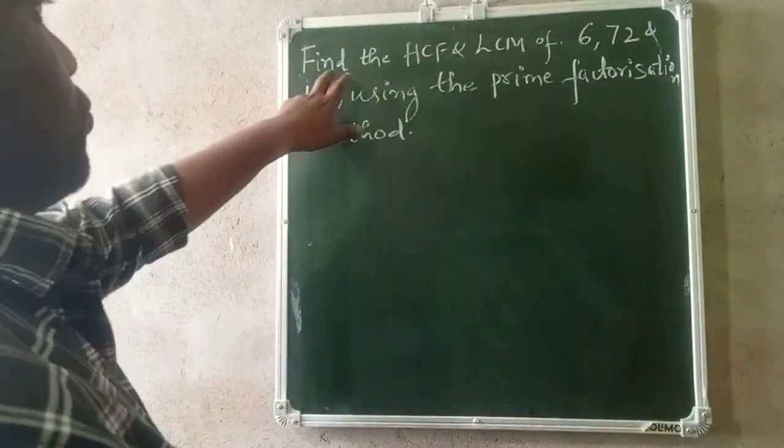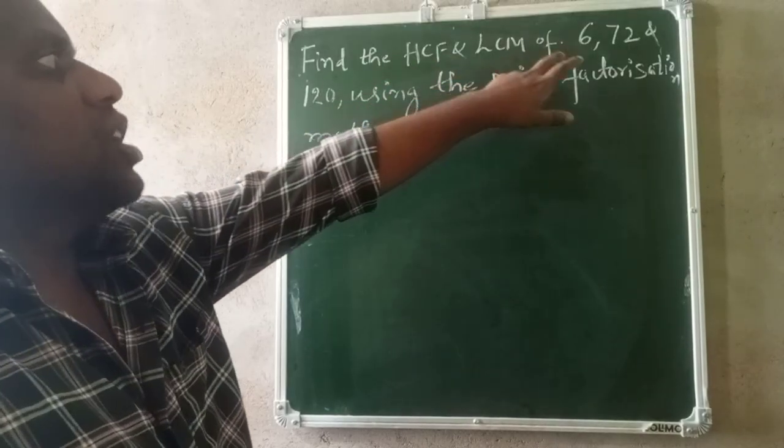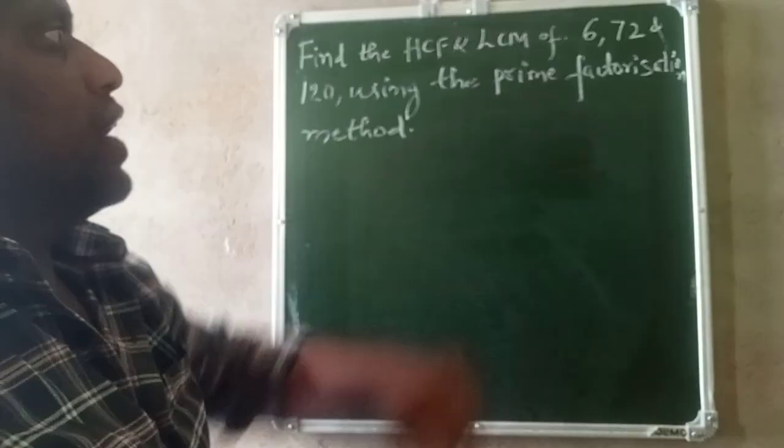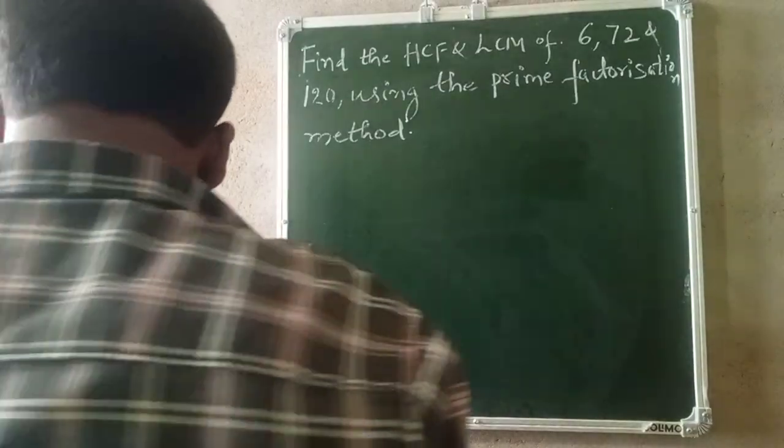Find the HCF and LCM of 672 and 120 using the prime factorization method. Okay, answer.